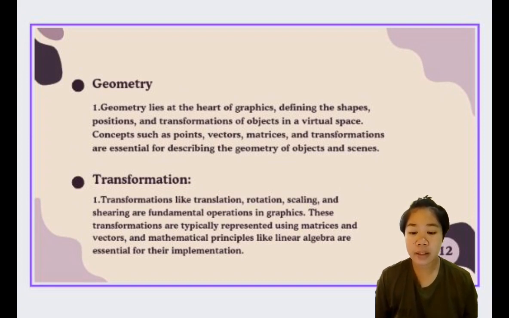Geometry. Geometry lies at the heart of graphics, defining the shapes, positions, and transformations of objects in a virtual space. Concepts such as points, vectors, matrices, and transformations are essential for describing the geometry of objects and scenes. Transformation. Transformations like translation, rotation, scaling, and shearing are fundamental operations in graphics. These transformations are typically represented using matrices and vectors, and mathematical principles like linear algebra are essential for their implementation.